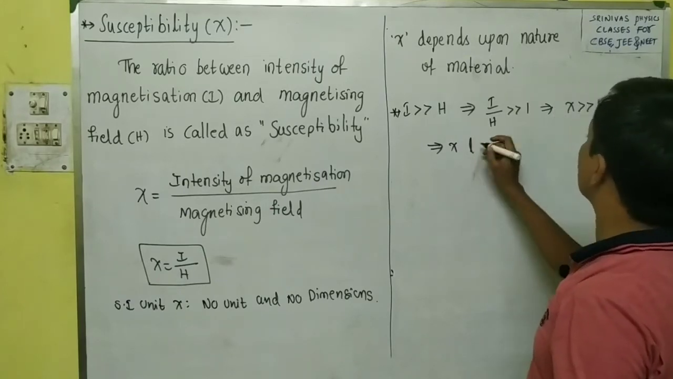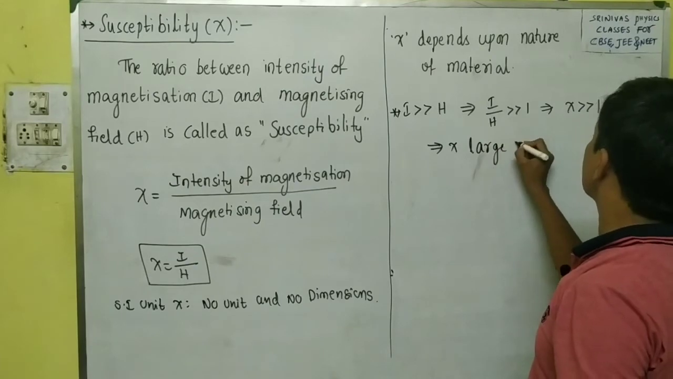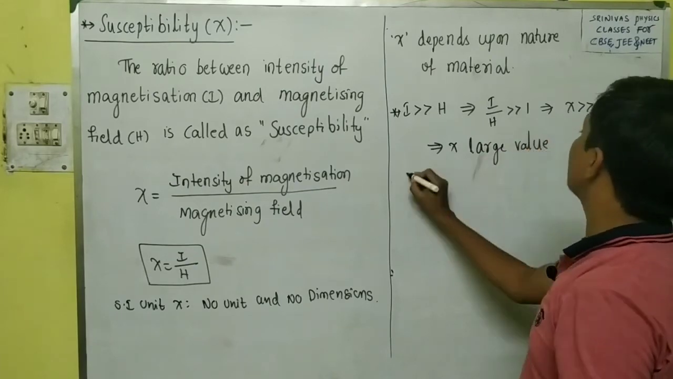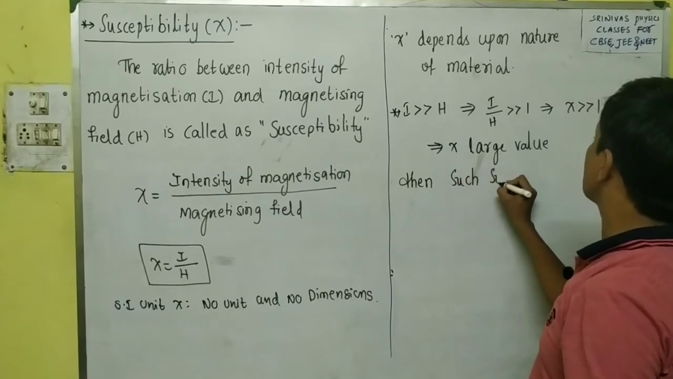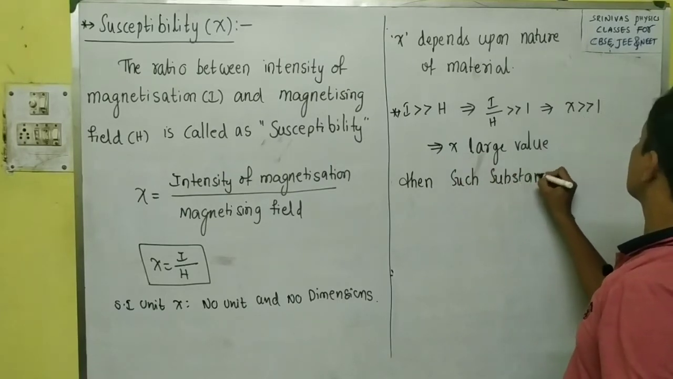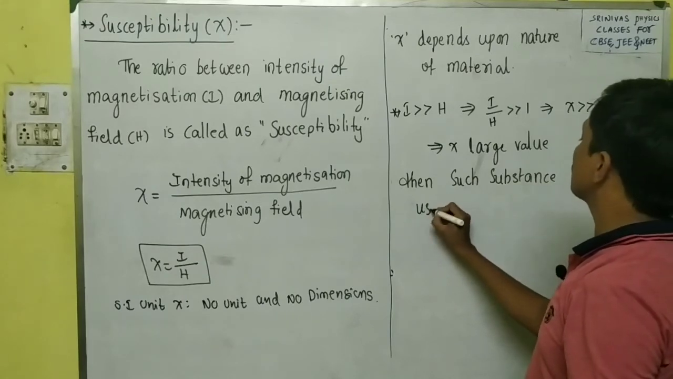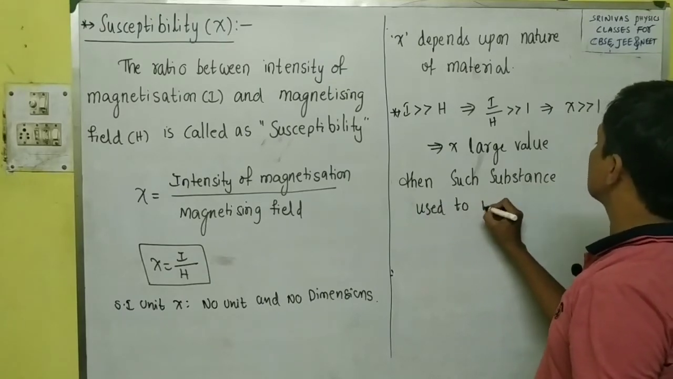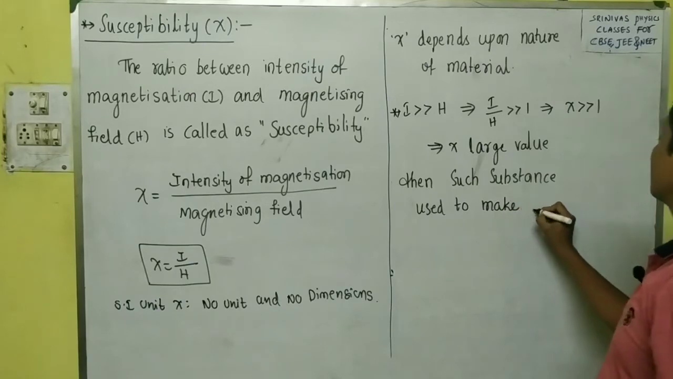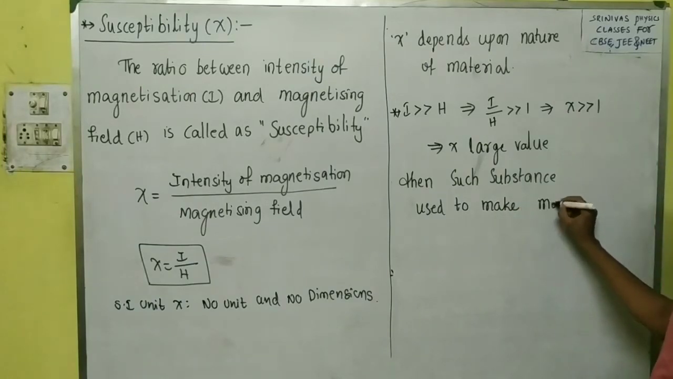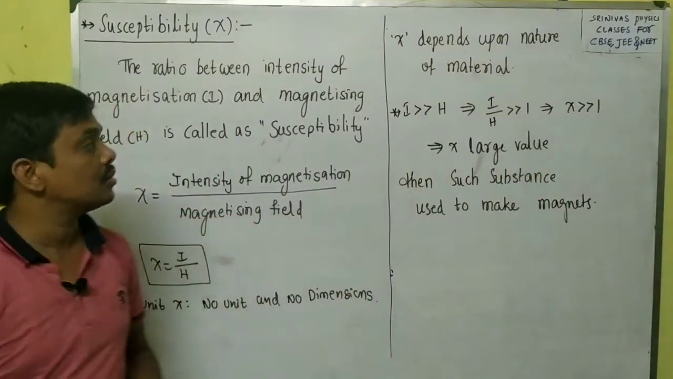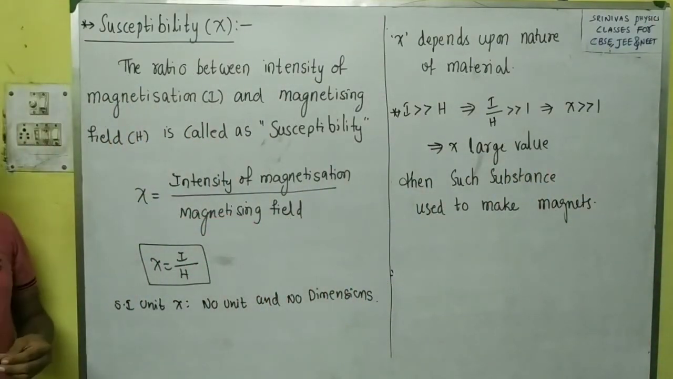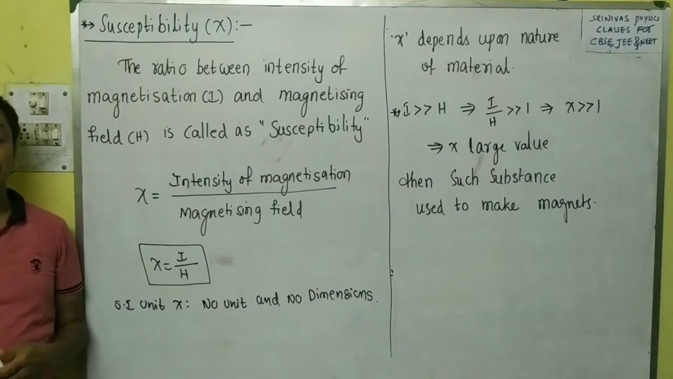If susceptibility has a large value, then such a substance is used to make magnets, because it easily converts into a magnet. This is the importance of susceptibility. Let us go for the total magnetic field.